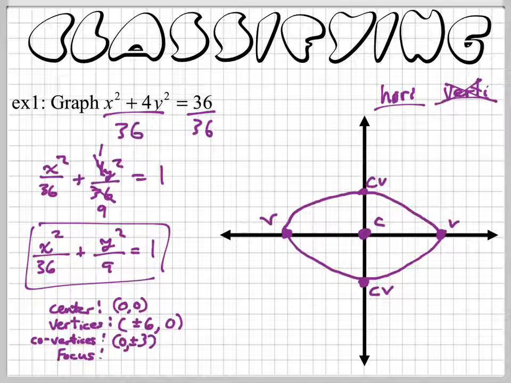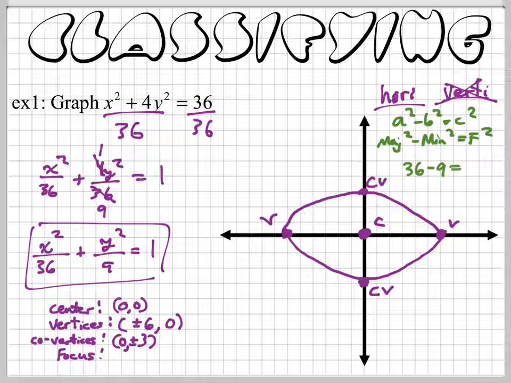Alright, after that, finally, we do the focus points. For the focus points, you guys know how to find the focus point. You use a squared minus b squared equals c squared, or you guys are thinking major squared minus minor squared equals f squared. And so what is my major squared? Well, that's 36. We got it from right there. We just take the bigger number, and then we subtract the 9, which is the minor squared, and that's supposed to equal our focus squared. So our focus squared equals 27. That means the focus equals radical 27.